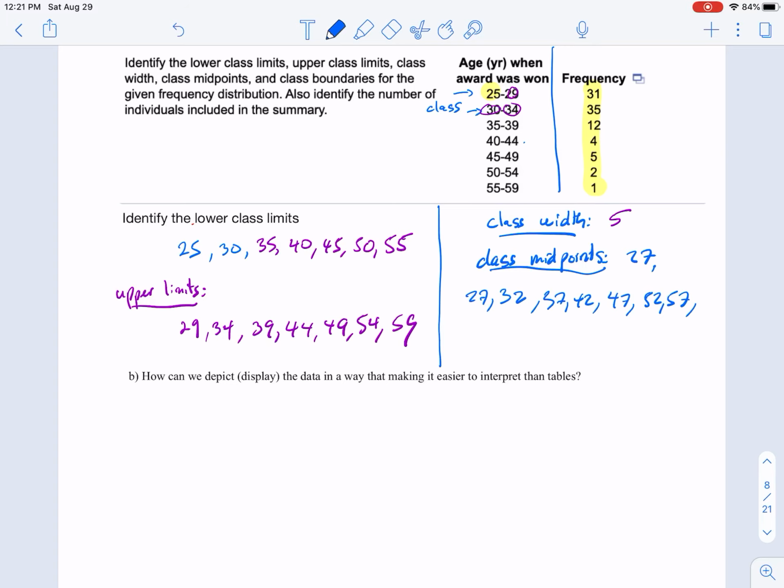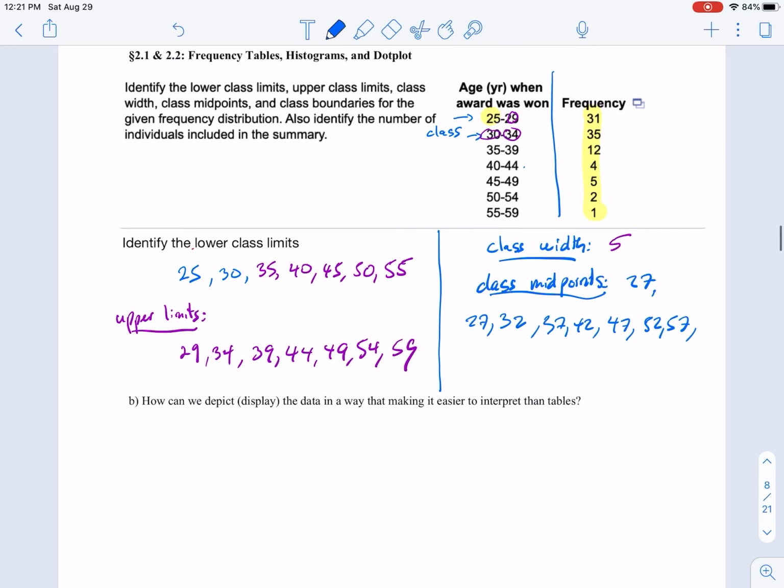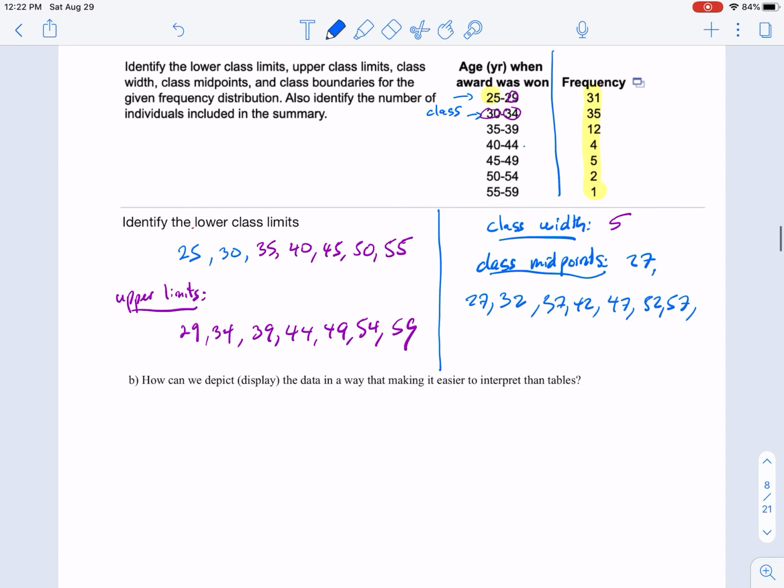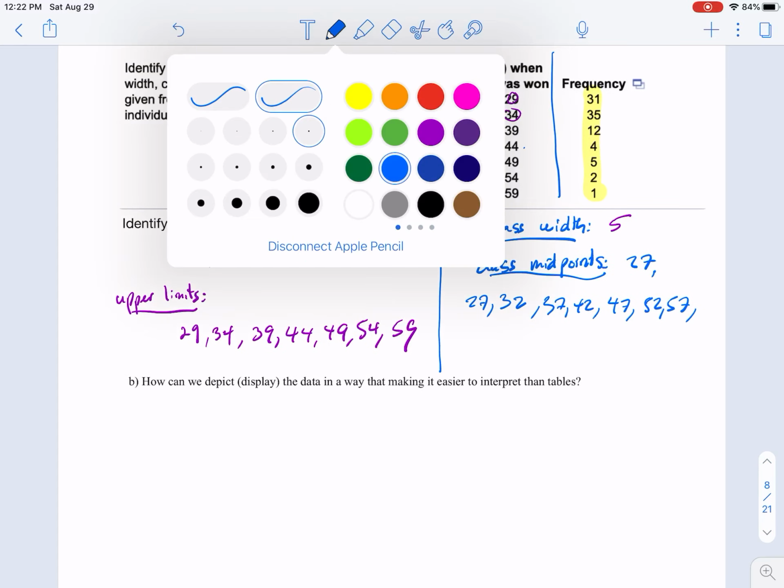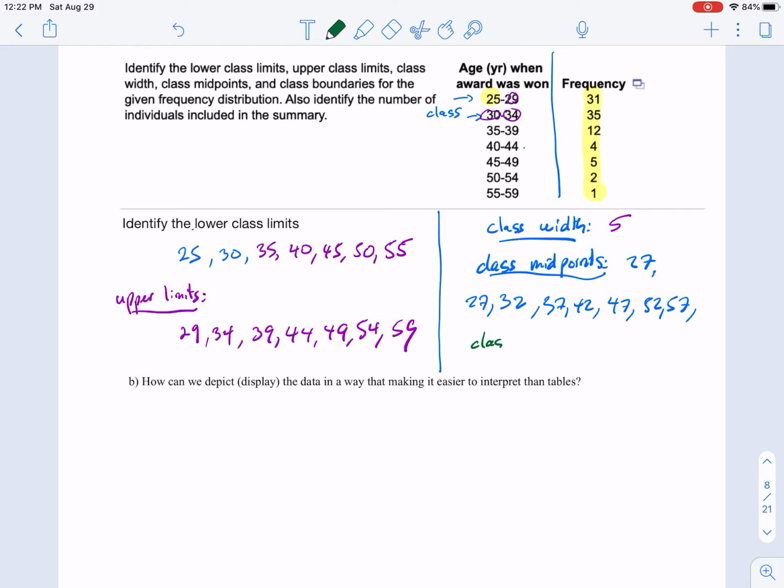Let's see, class boundaries. A class boundary is the value just before or after each class's lower and upper limits. So the value before 25 will be 24.5, give or take about 0.5. So those are the class boundaries.